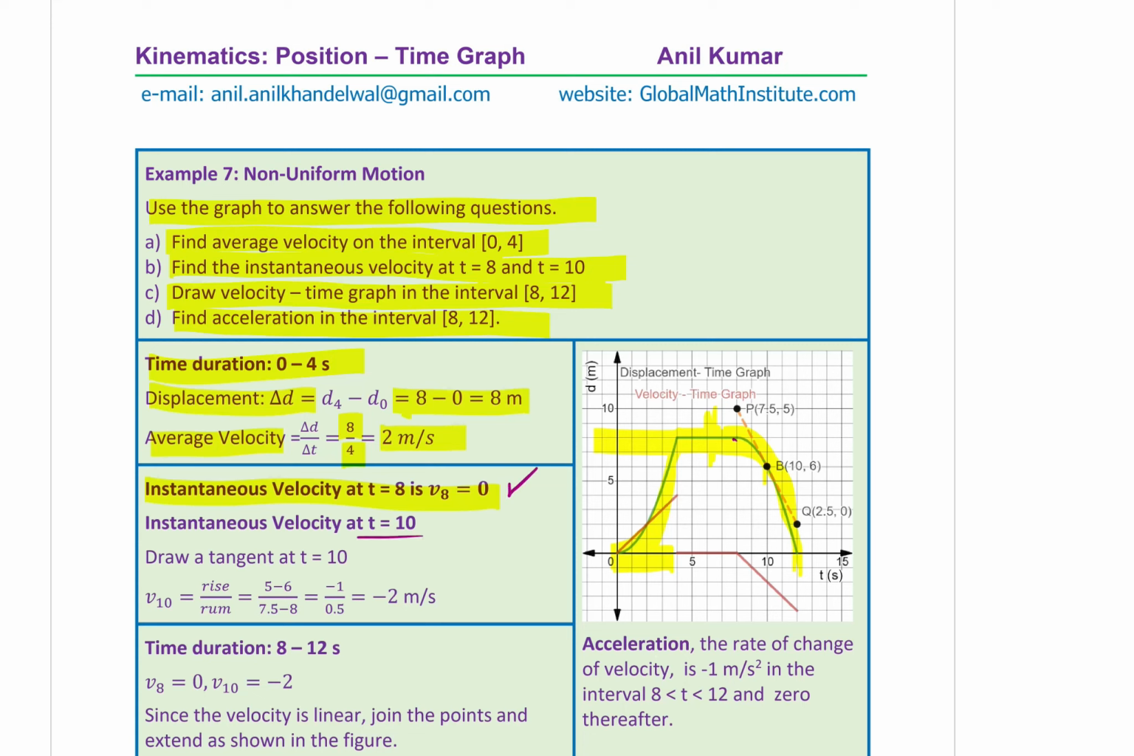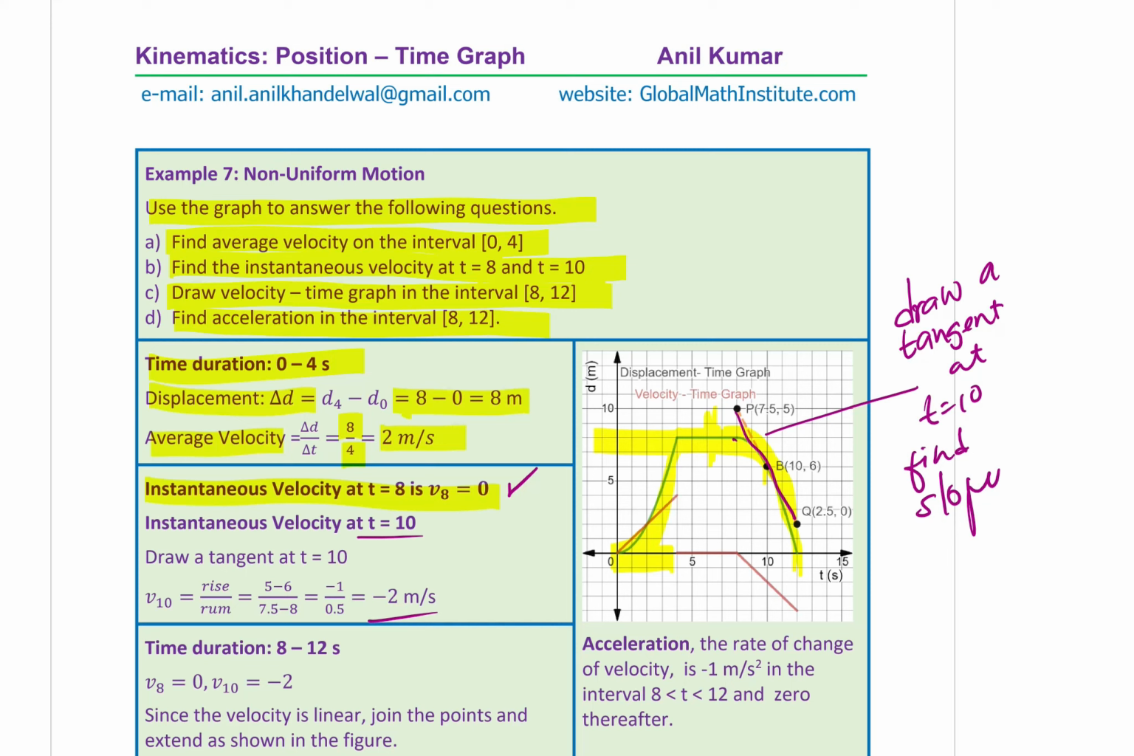Now let's find what is the velocity at t equals 10. So draw a tangent at t equals 10, right? And then find the slope. That is how we find the velocity. The slope of this tangent which is drawn here is minus 2 meters per second. So that becomes the velocity at 10, correct? So you do rise over run on this particular graph, and then you get your answer.